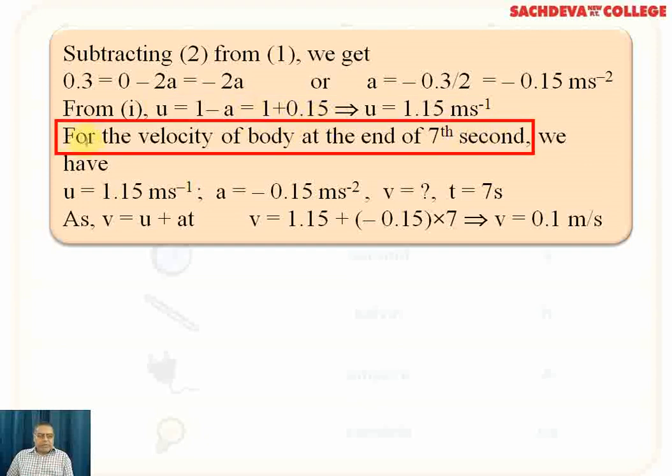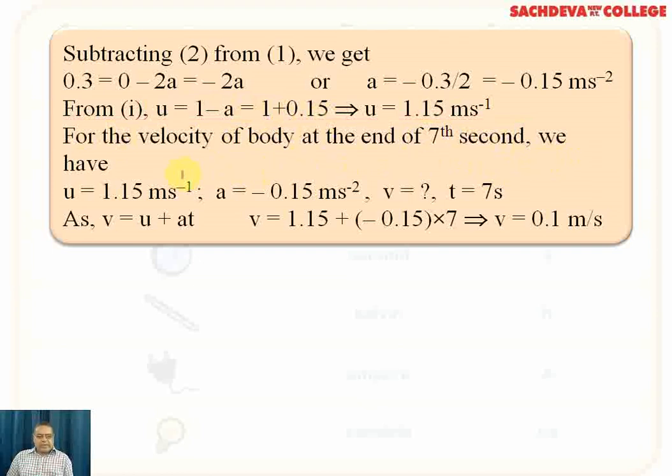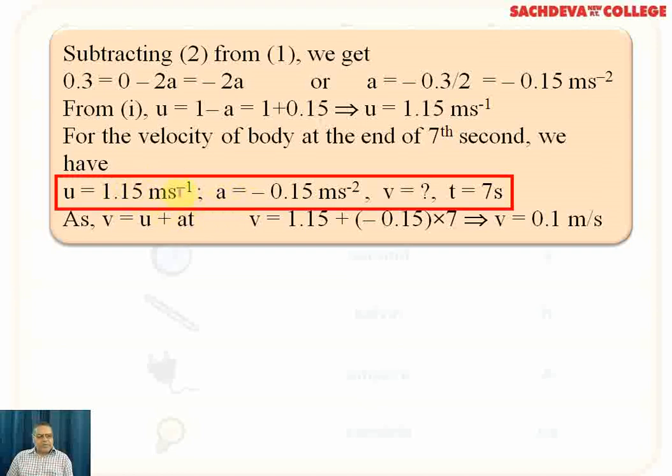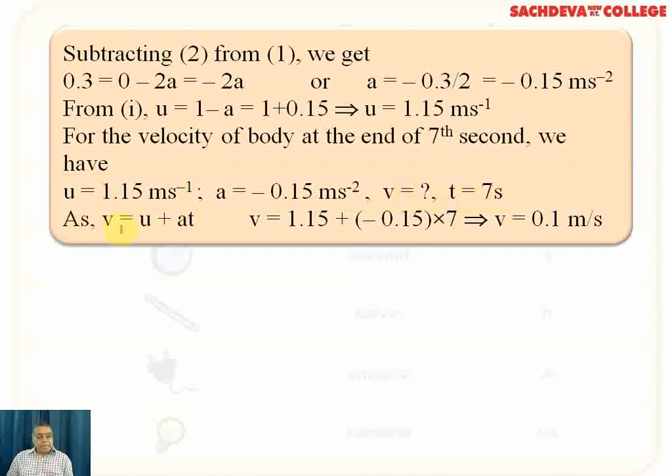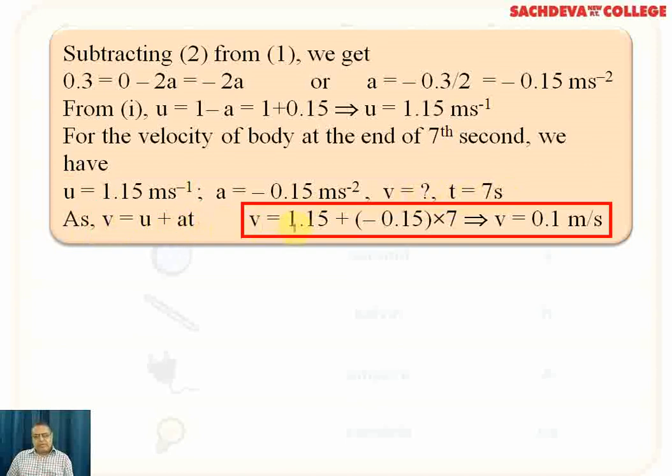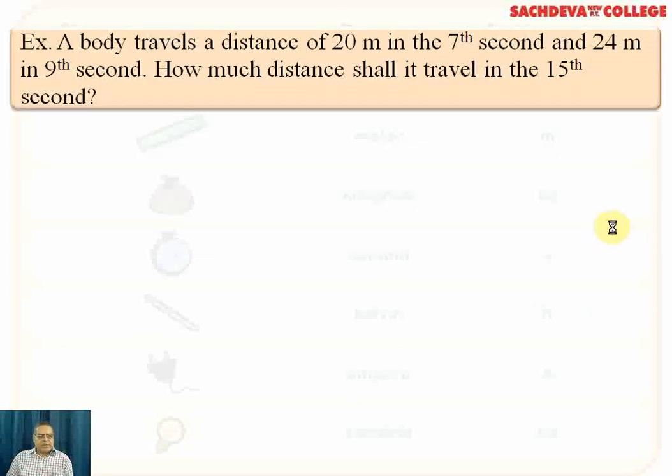And for the velocity of the body at the end of the 7th second, we use the formula: nth is equal to u plus a over 2 into 2n minus 1. So we have u is equal to 1.15 meters per second, a is minus 0.15 meters per second square, v is to be estimated, t is 7 seconds. So we apply the formula v is equal to u plus at. Then we calculate the value of v, and that is found to be 0.1 meters per second.